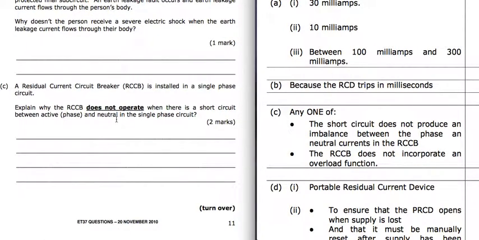An RCCB is installed in a single phase. Why doesn't it operate when there's a short circuit between active and neutral in the single phase? So we've got a short circuit. Now a short circuit will increase the current, but there won't be an imbalance between the currents in the phase and the neutral, because the RCCB doesn't have any overload function. It's just looking at the imbalance between phase and neutral.